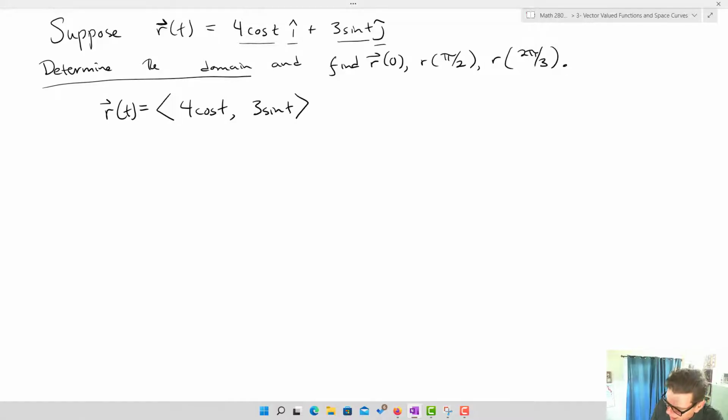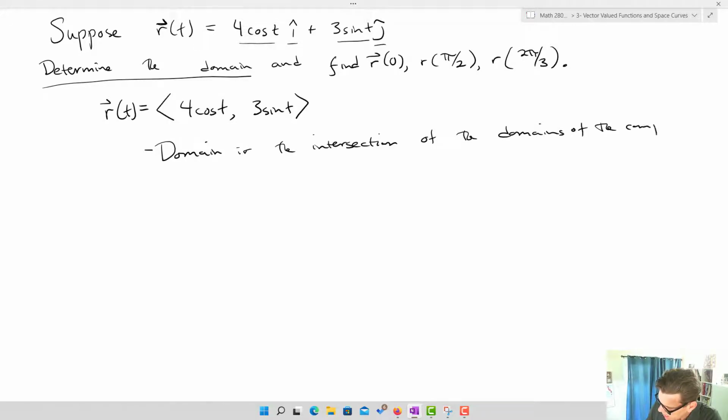To determine the domain, the domain is the intersection of the domains of all of the components. So basically what this means is that we cannot select a value for t that doesn't work in each one of the functions for the components. If I look here, I've got 4 cosine t and 3 sine t. The domain for 4 cosine t is going to end up being all real numbers. And then the domain for 3 sine t is also going to be all real numbers.